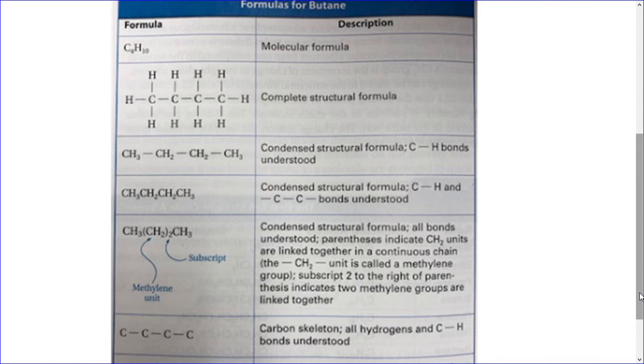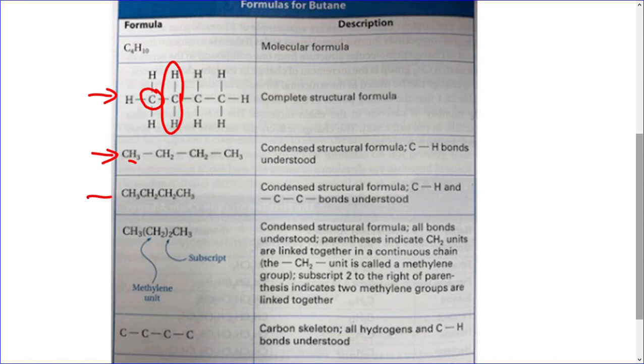Then we have the condensed structural formula, and the only difference from the previous one is that each carbon is just saying how many hydrogens are surrounding it. There are 3 hydrogens surrounding that first carbon. The next carbon only has 2 hydrogens connected to it, so that's why it's H2. The next one is H2, and then there's this H3. So basically the C-H bonds are understood to be there.